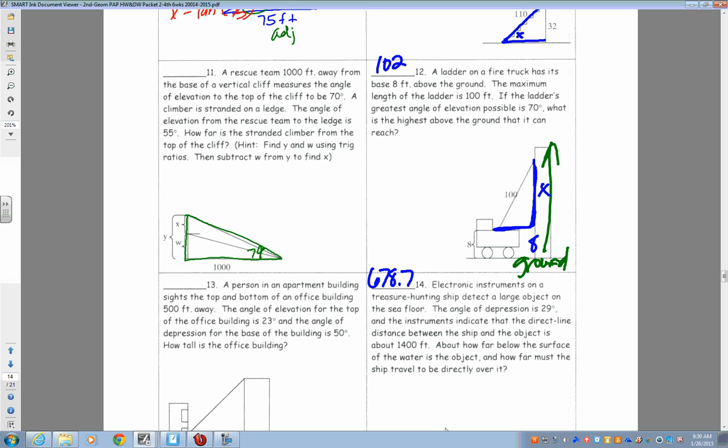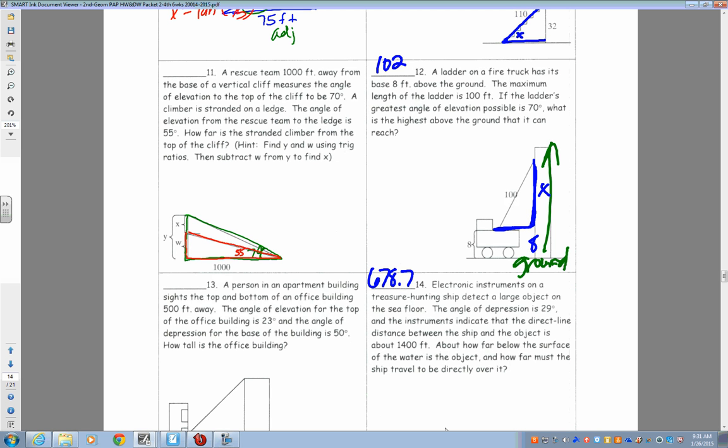So the climber is stranded on a ledge. The angle of elevation for the rescue team to the ledge is 55. So if I'm talking about just the climber, that is this right triangle dealing with w, that's 55. How far is this stranded climber from the top of the cliff? Hint: find y and w using trig ratios. Then subtract w from y to find x.